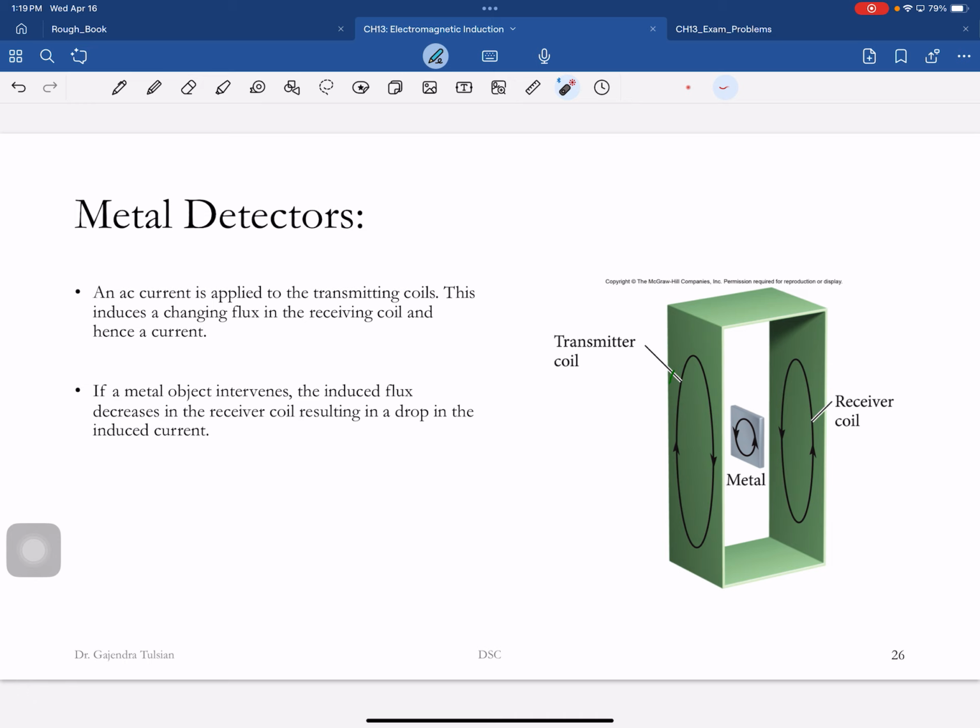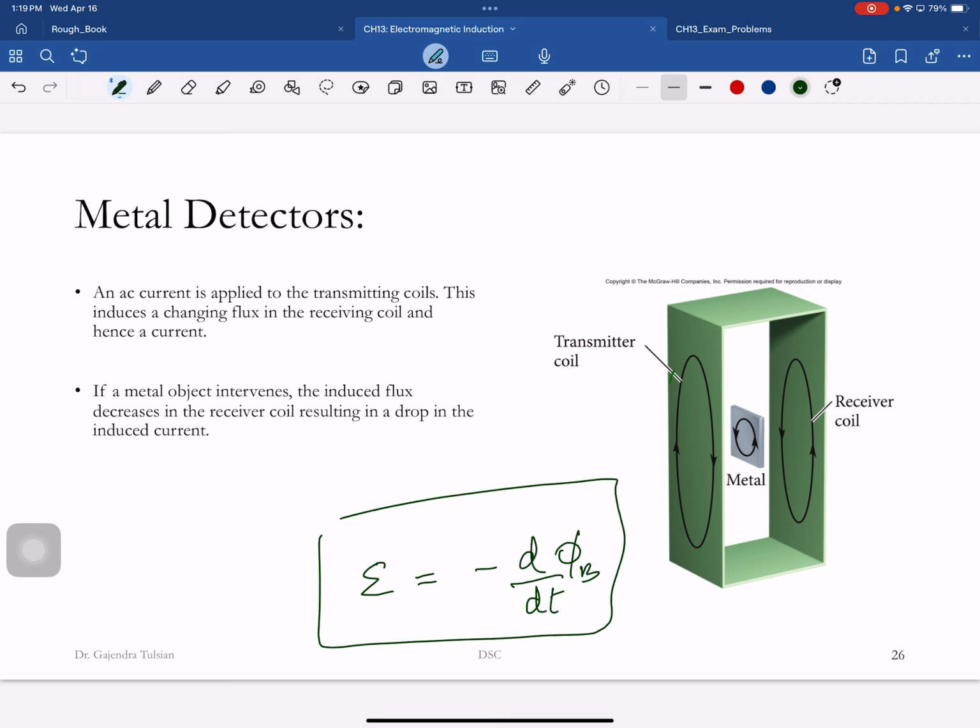All right, so you saw a lot of applications of this flux rule. The induced EMF is equal to the rate of change of magnetic flux. Okay? Very important in your lives.